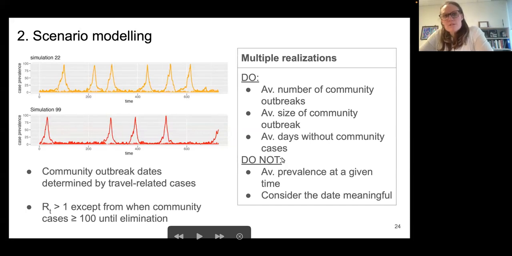So if you're going to do scenario modeling under this framework, good things to do are calculate, at the end of multiple realizations, the average number of community outbreaks, the average size of the community outbreak, and the average number of days without community cases. Bad ideas are to take the average prevalence at a given time. I showed that on the previous slide. And you also don't want to take the dates as being particularly meaningful. We just think that 4 outbreaks might happen, but we don't want to say which date they are, because that changes with every simulation.